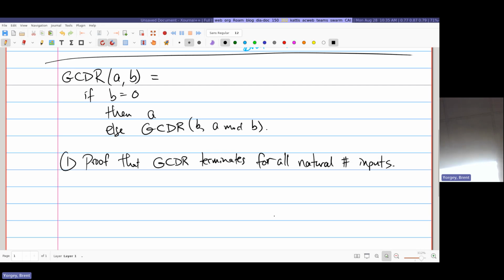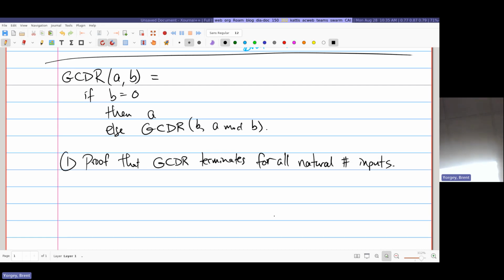Okay, well, let's think about this. Why does GCDR always stop? Does anyone, when you were going through some examples with your group, have a sense of why this can't keep going forever? No? A mod B is always going to turn into a smaller number that has the same greatest common divisor, and there are a finite amount of numbers that are smaller than the input with the same greatest common divisor.